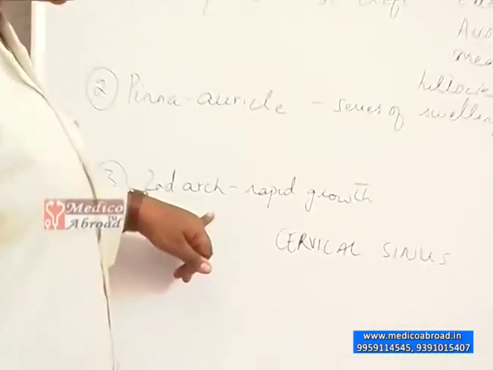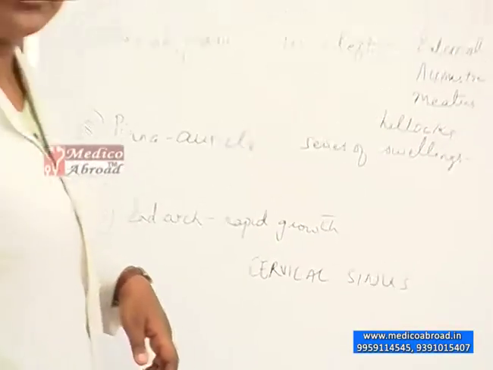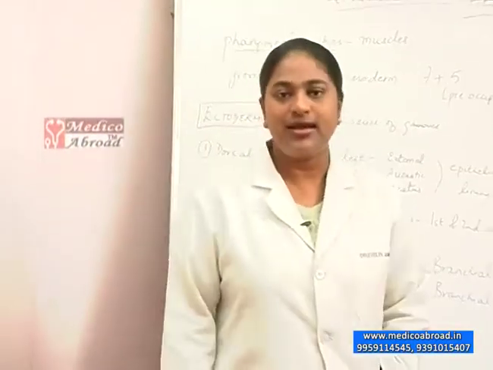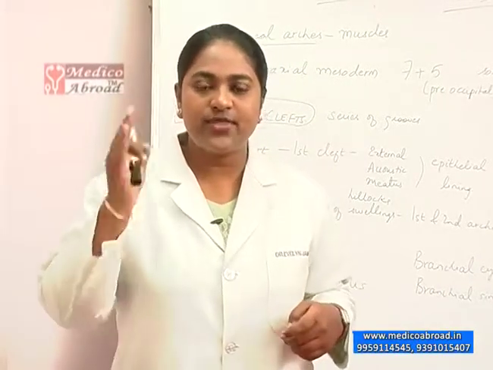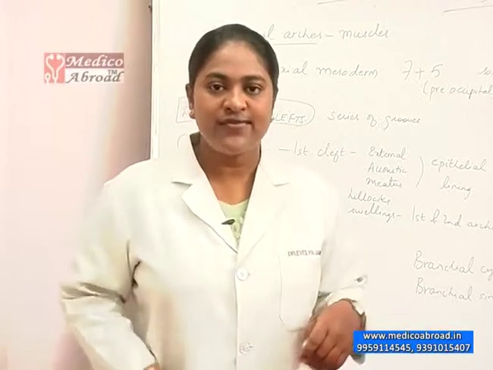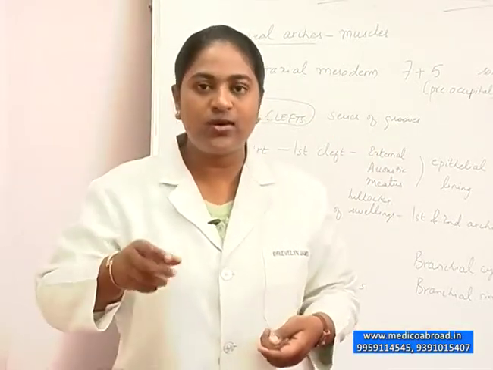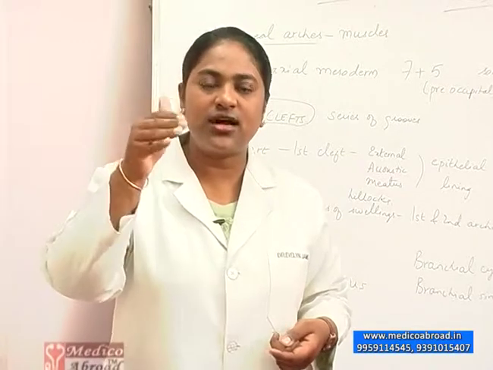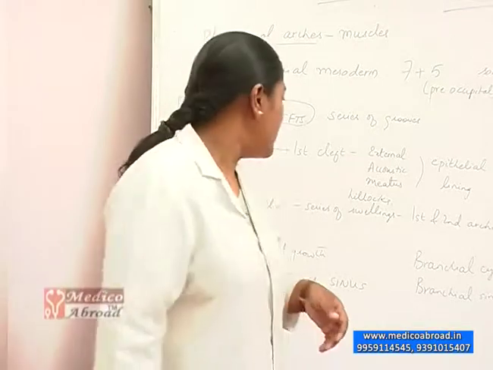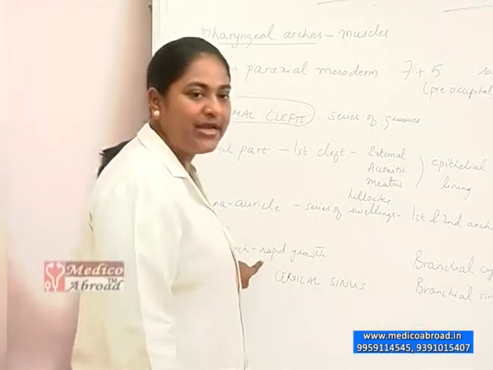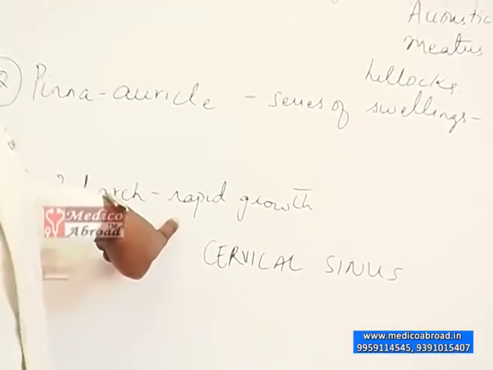The second arch, the ectodermal part of it, grows at a rapid rate. It overgrows the ectodermal lining of all the other arches, and it grows downwards. It overhangs the third, fourth and sixth developing arches.